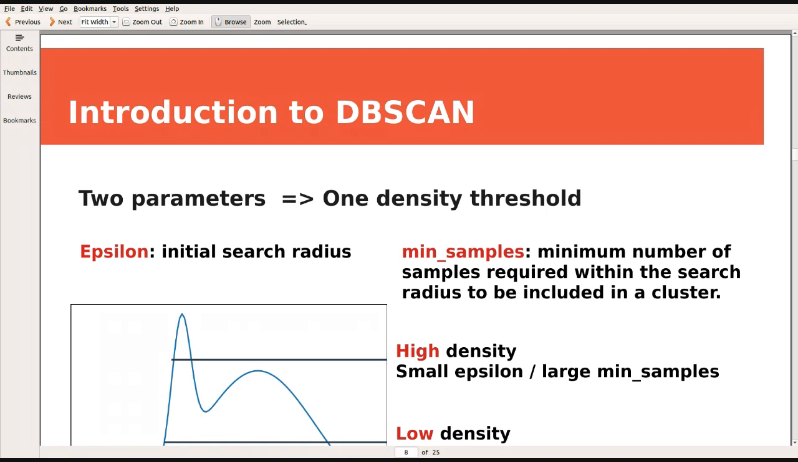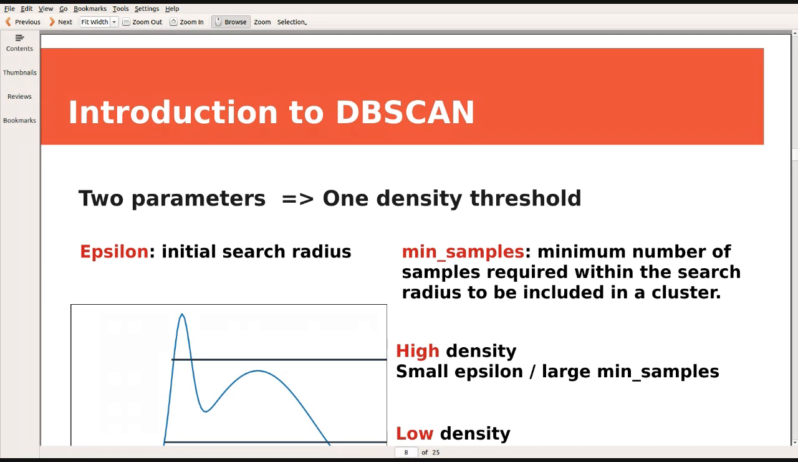We have two parameters, and that translates into a single density threshold. The first one is epsilon, the initial search radius. And the second one is min samples, which stands for minimum number of samples. You can think of this as population density. If you fix the radius around your house, say 1 kilometer, the more neighbors you have, the higher the density is in your neighborhood. And same thing, we can fix the number of neighbors. If you need to go a very long distance to find a certain number of neighbors, then you probably don't live in a very dense neighborhood.